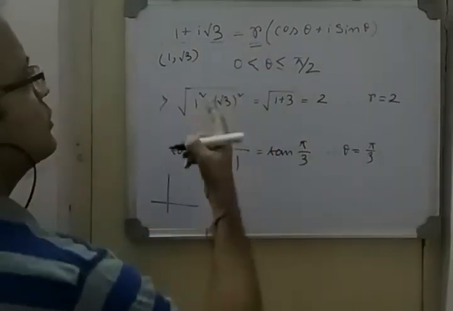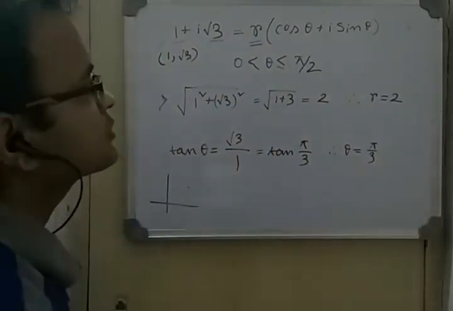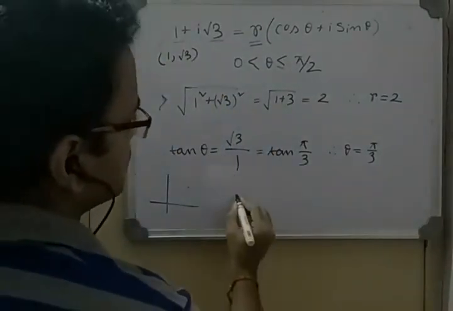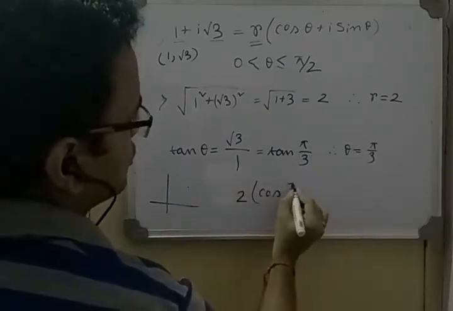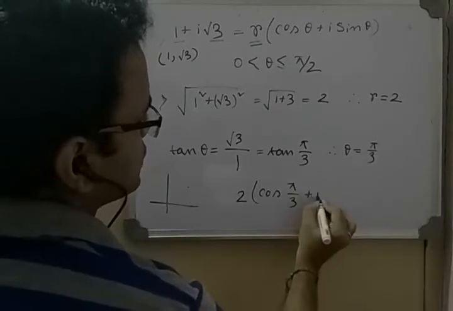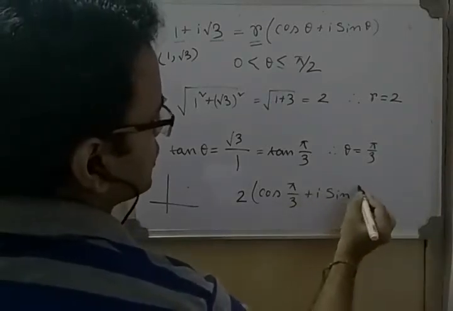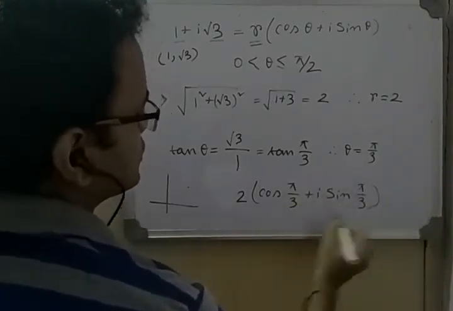So when 1 plus i root 3 is represented in modulus amplitude form, it will be r, that is 2, into cos theta plus i sin theta. Okay, this is the answer.